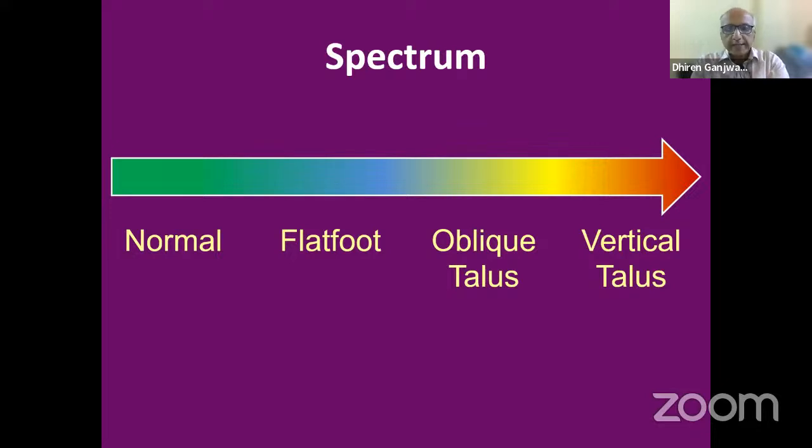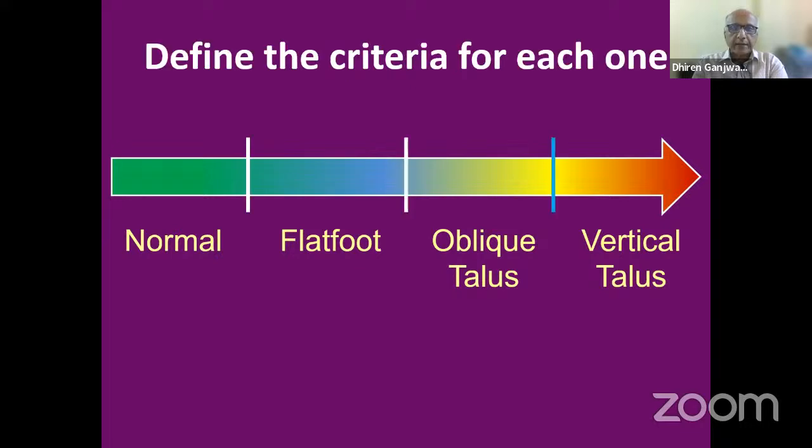Yeah, so it's a spectrum, and in that, we have flat foot and oblique talus in between. Now, the major important point is that we really don't have a demarcation line where the normal foot becomes a flat foot, where the flat foot becomes an oblique talus, and where the oblique talus converts into vertical talus. So in this study, we tried to define these criteria so that future studies can use them to analyze their results, and that will probably help us.